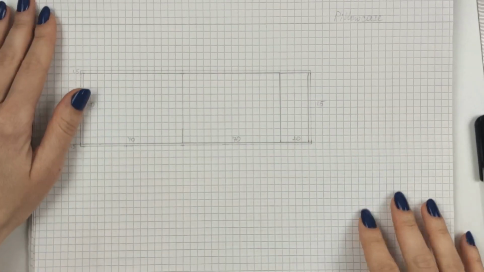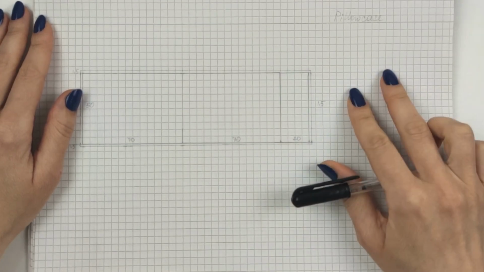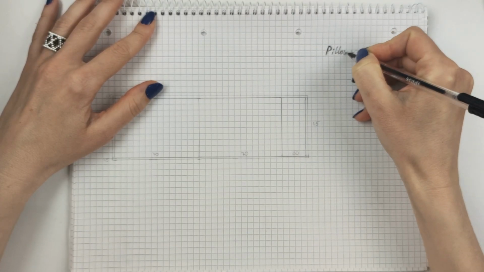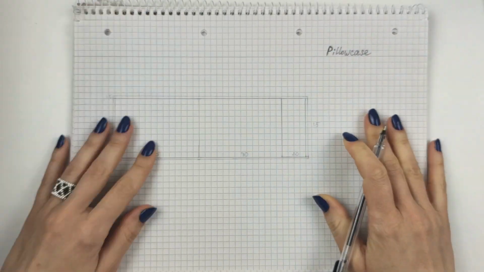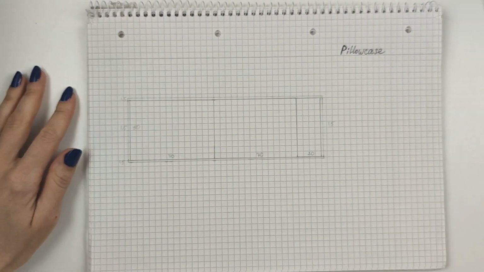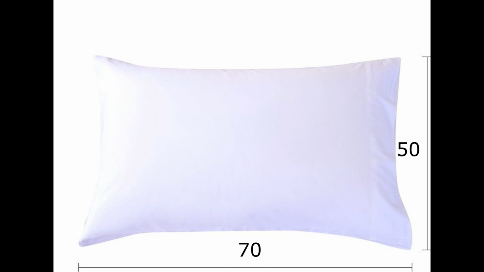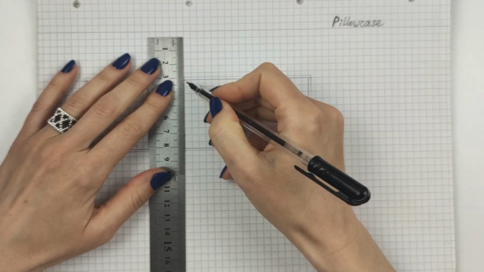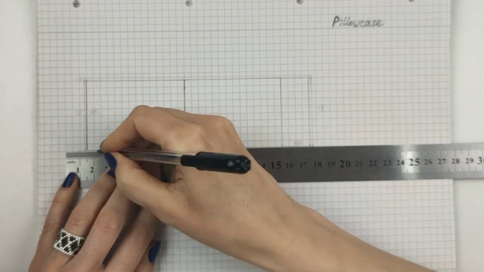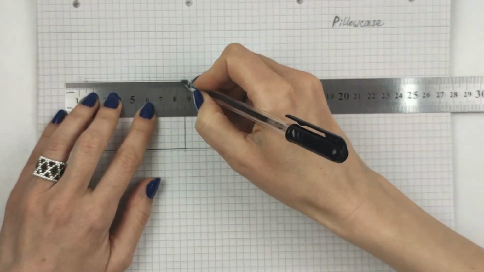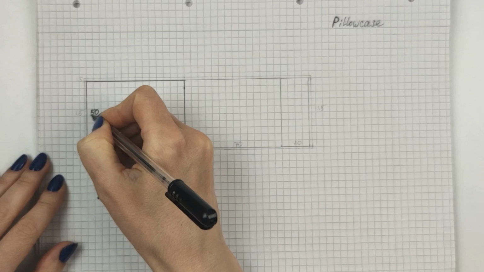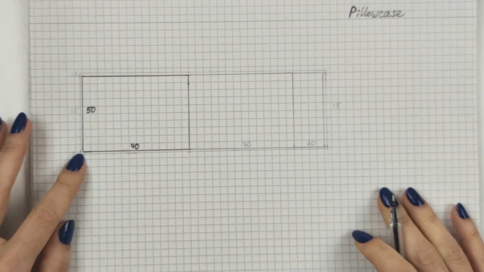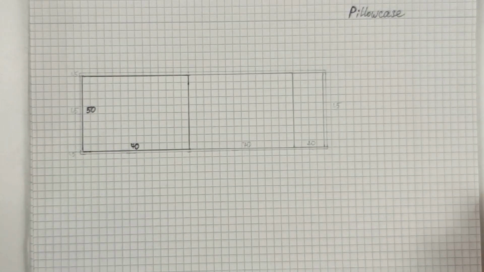My name is Anna. In this video I'll show how to calculate the amount of fabric for sewing bedclothes. Let's start with pillowcases. Measure your own pillowcase. Mine is 50 by 70 centimeters. I am drawing a rectangle 50 by 70 centimeters. The width is 50 centimeters and the length is 70 centimeters.